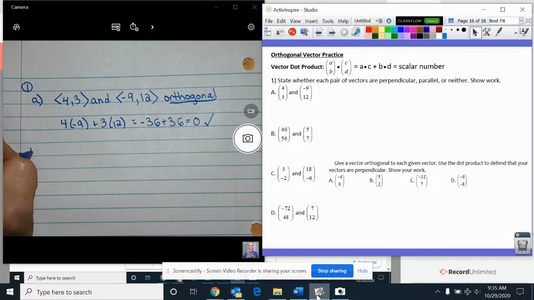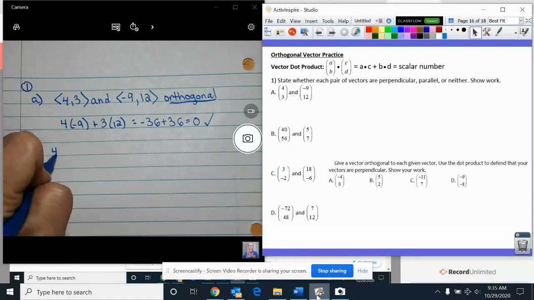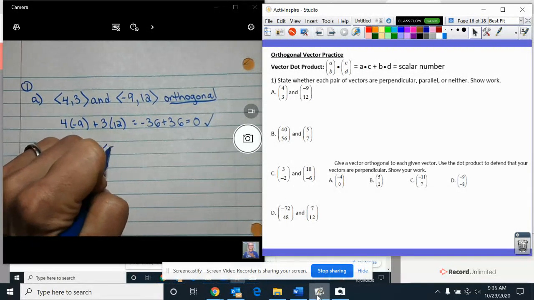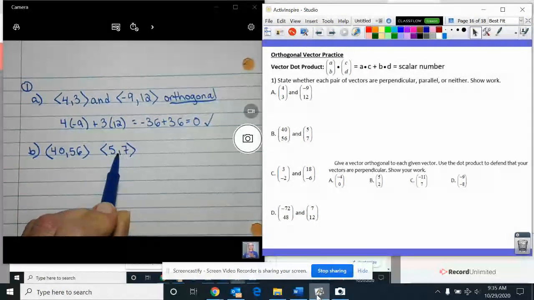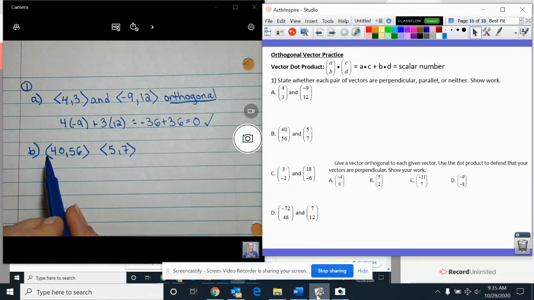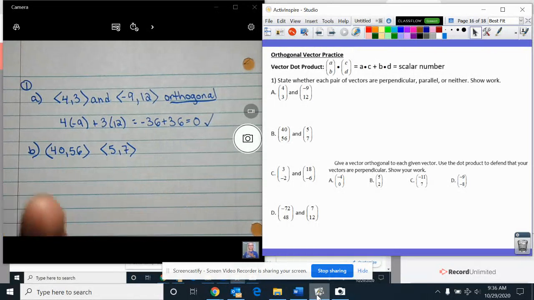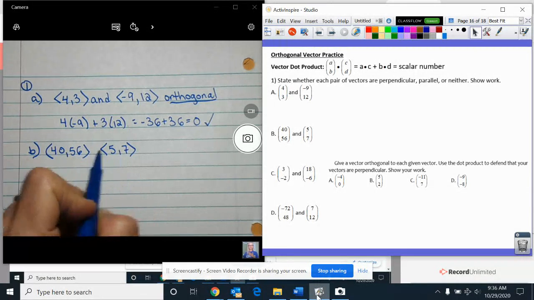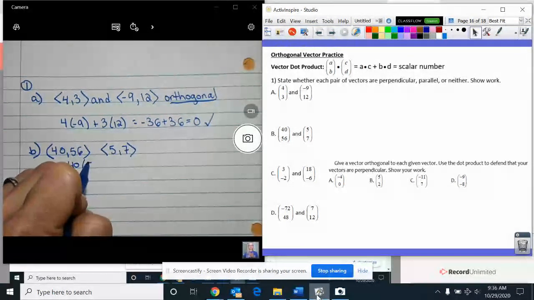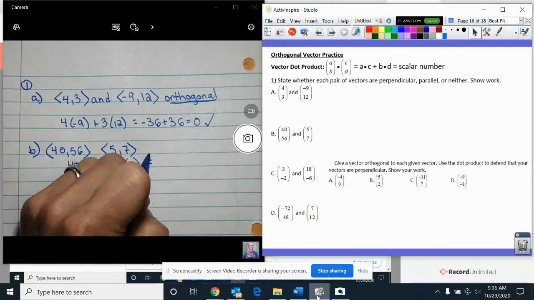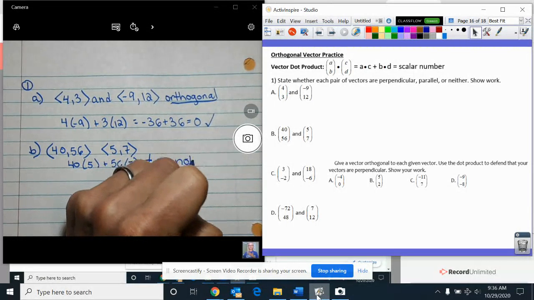Now in vectors B, we have 40, 56, and then 5 and 7. Notice all these values are positive. So this should tell us initially that they're not going to be orthogonal. Remember, using that slope idea, one has to be negative, one has to be positive. If we take the dot product, we have 40 times 5 plus 56 times 7, and we know that will not equal 0, so not orthogonal.